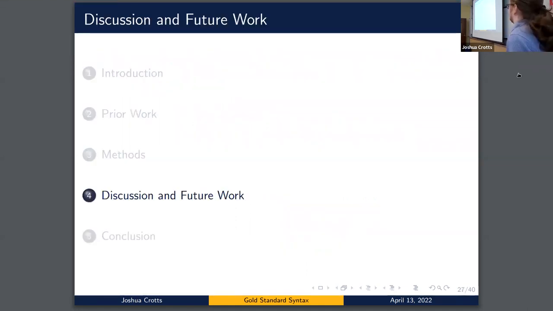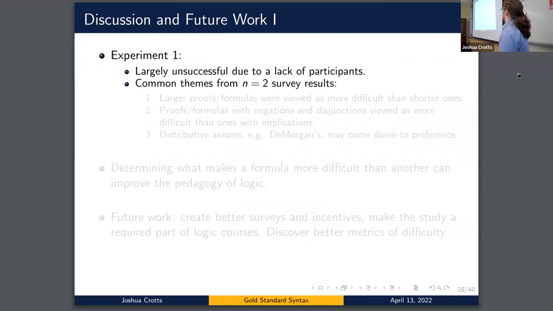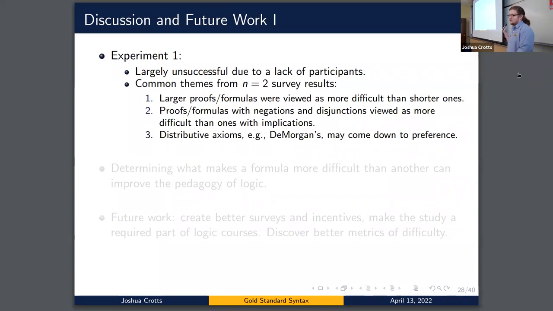All right, so now we've discussed our methods. Let's go into actual discussion of the results and what we can do in the future. As we said, experiment 1 was pretty unsuccessful just because we didn't get that many people, sadly. But we will mention the themes that we saw from those 2 results. Just as we suspected, larger proofs were seen as more difficult. Something else that was expected was that proofs with a bunch of negations and disjunctions were viewed as harder than ones with just implications.